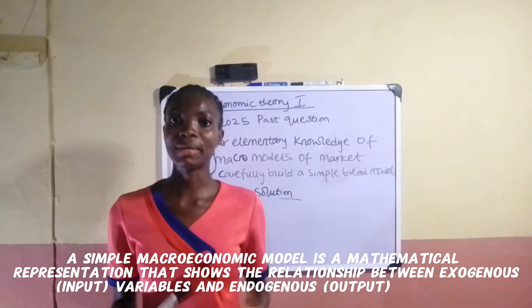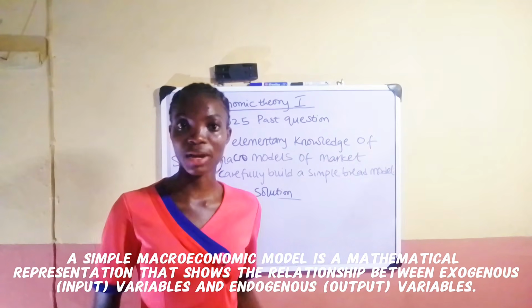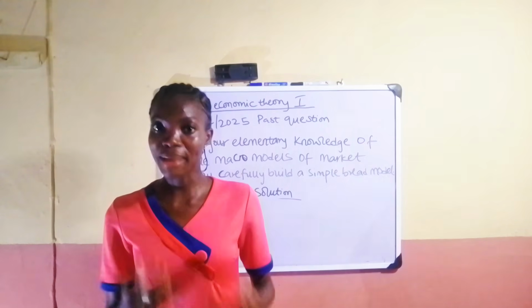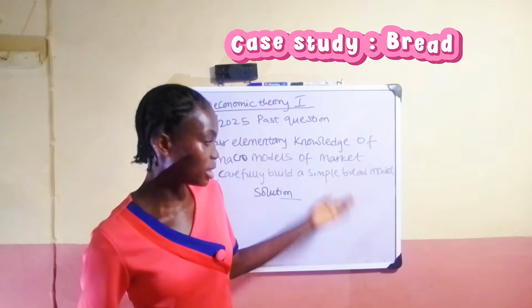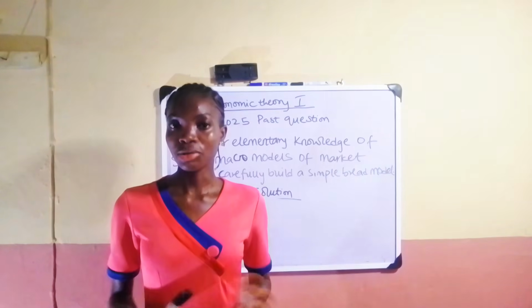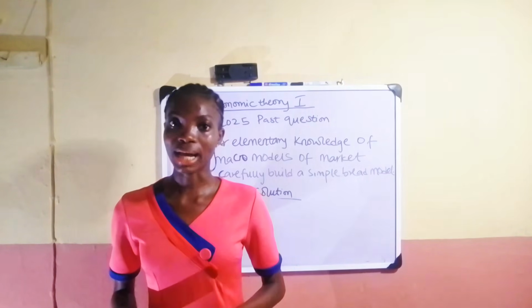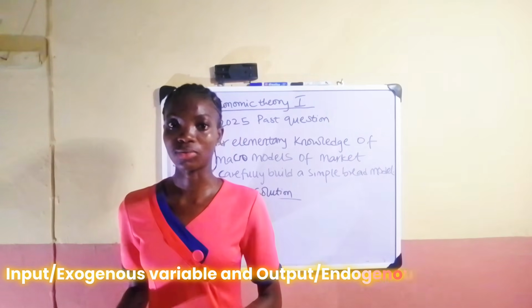Macro model is a mathematical representation of the relationship between the input variables and the output variables. Remember that our case study is bread. So now, before we build a bread model, you remember that we have two variables when it comes to a model, which are the input variables and the output variables.